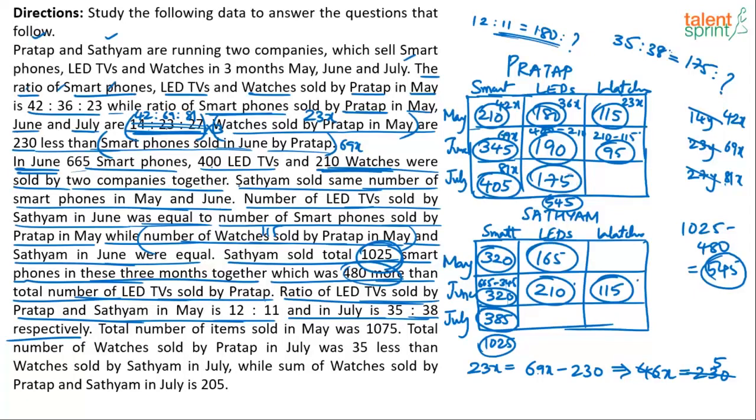175 is the number here, LEDs in July by Pratap. So this goes how many times? 5 times. So the question mark should be 38 into 5. 38 into 5 is 190. So this is 190. Only 2 more values are there.